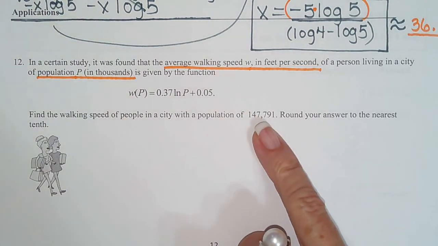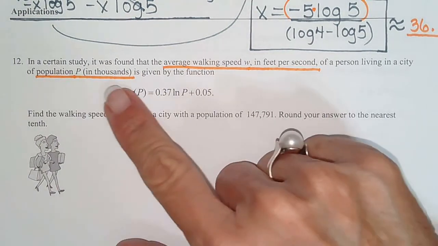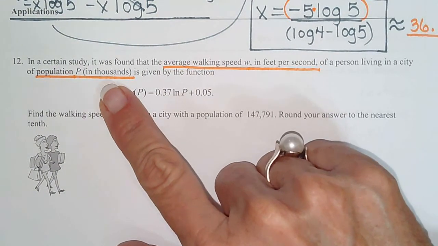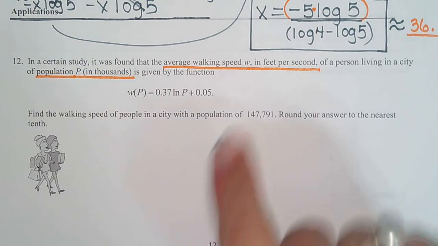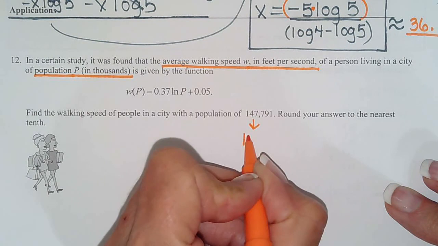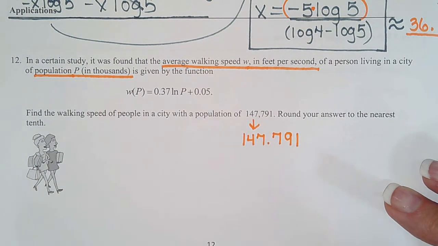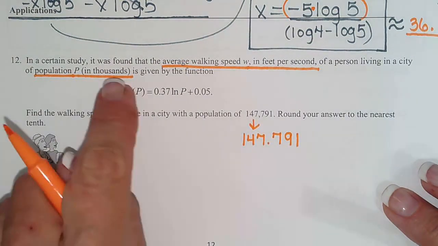So this is where students get a little bit tricked. This is in thousands. That means I have to divide this number by 1,000. So this would be 147.791 because this says in thousands.